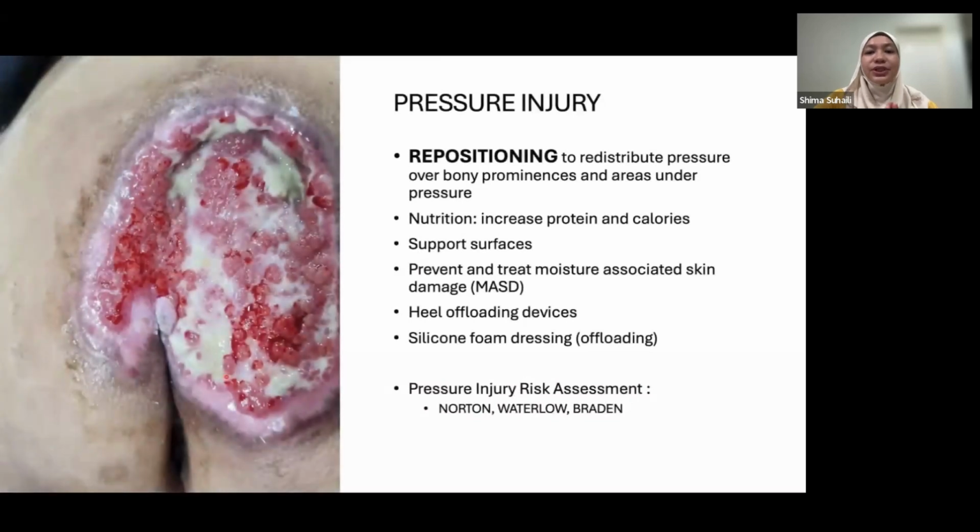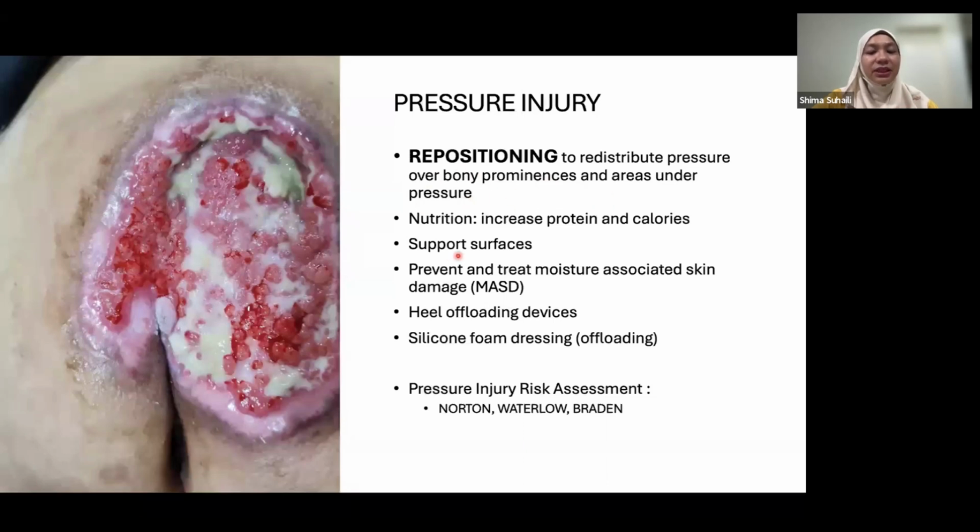Okay, and patient with pressure injury. Okay, setakat management of the wound bed tak cukup. We have to educate the patient and also the family members about the repositioning, so to redistribute the pressure over the bony prominence and area yang ada high pressure.